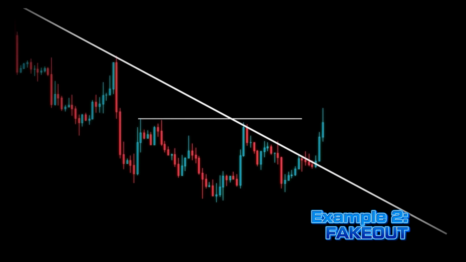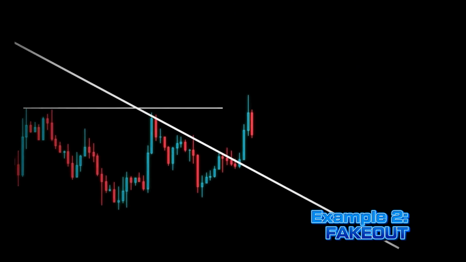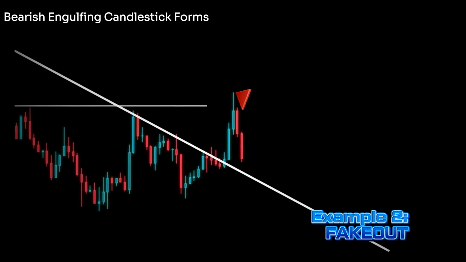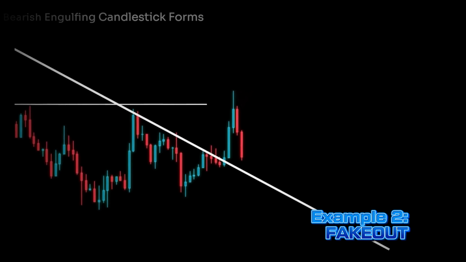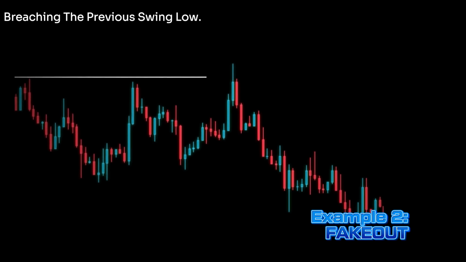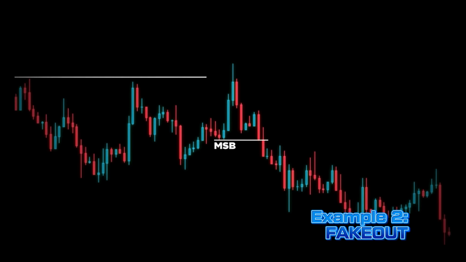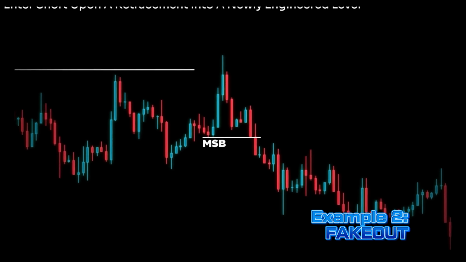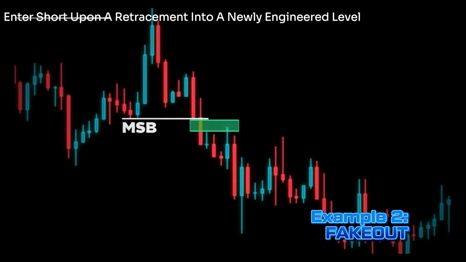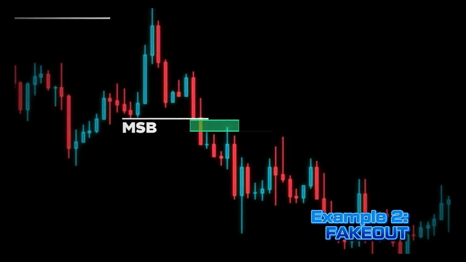With this data in mind, you must remain disciplined, demand more information, and wait for the market to reveal its true intent. Shortly after, a bearish engulfing candlestick forms, sending price sharply lower and breaching the previous swing low. This asset behavior confirms a bearish structural shift. You can now safely enter short upon a retracement into a newly engineered level, such as a fair value gap, placing your protective stop above the swing high and targeting lower liquidity pools.